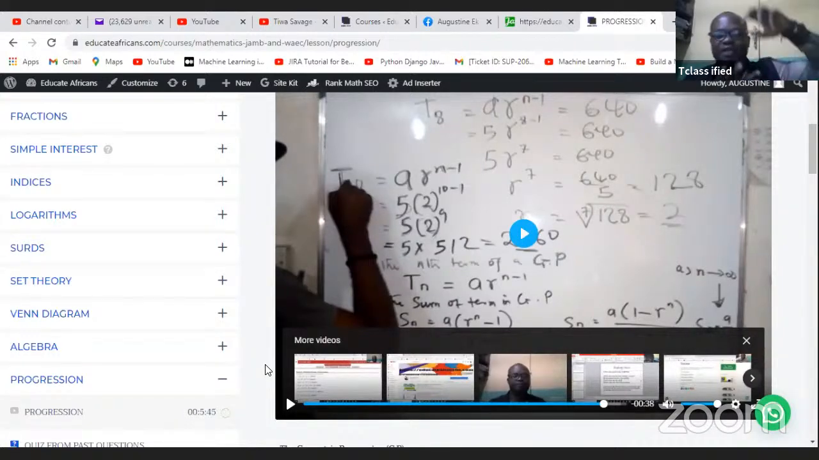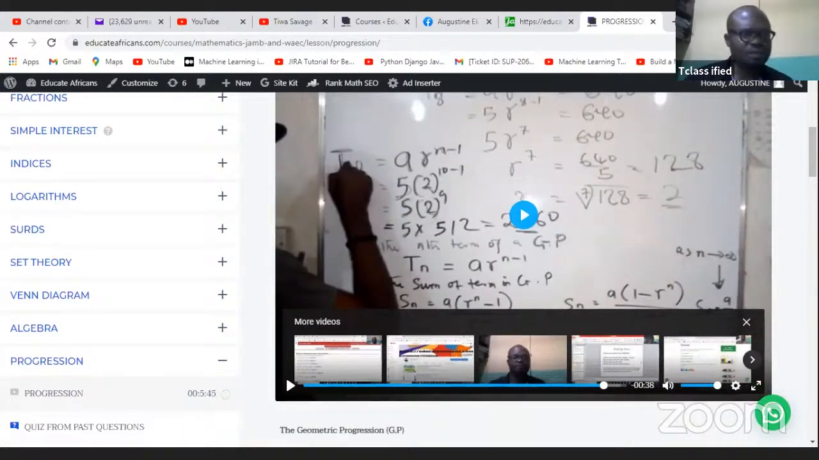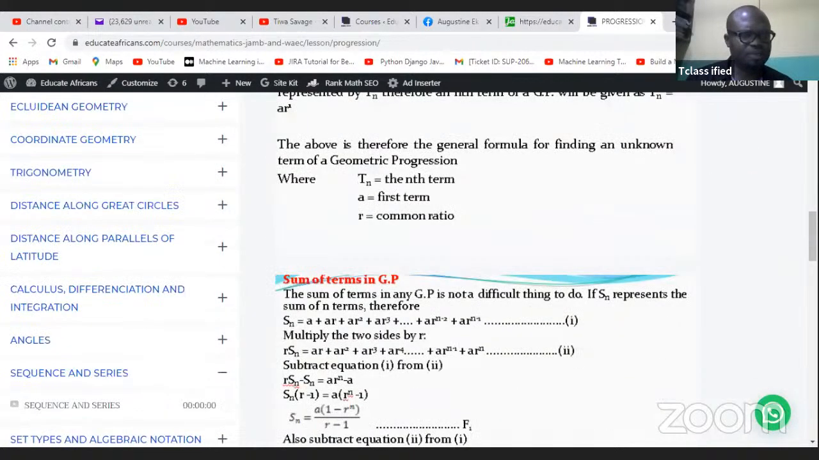We started with sequence. We needed to understand what a sequence is before we started GP and AP. So we're going to look at AP now. AP is the last thing we are looking at today. Okay, we've covered geometric progression. Let's look at arithmetic progression. I wouldn't know why they didn't put this here.